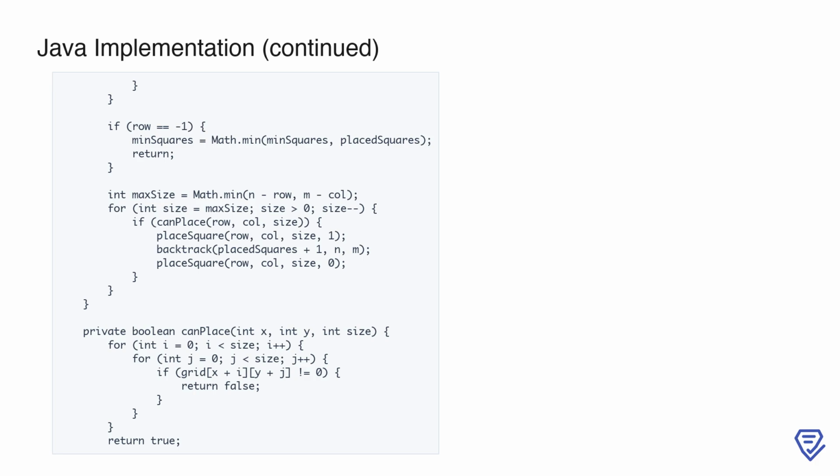If it's valid, we temporarily place the square using the placeSquare method, increment the count of placed squares, and recursively call backtrack to continue tiling the rectangle. After finishing the recursive call, we backtrack by removing the square, restoring the grid to its previous state, and continue the loop to try smaller square sizes.